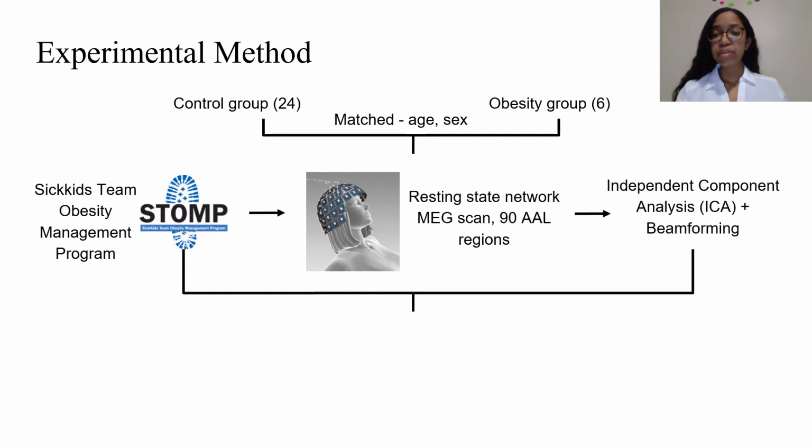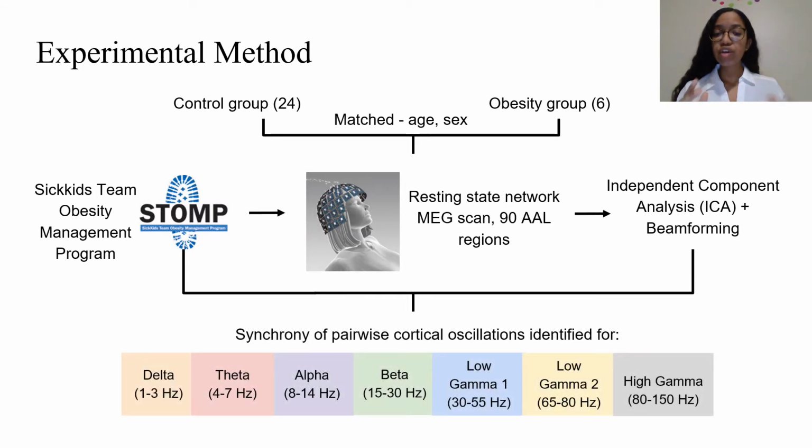Additionally, because the MEG helmet records at a distance from the skull, additional statistical analyses had to be done. This was done to first eliminate noise in the data due to physiological artifacts, but also to differentiate the recorded activity to their emitting brain regions. So once done, the synchrony of pairwise cortical oscillations was identified with respect to 7 oscillatory brain frequencies, as shown here.